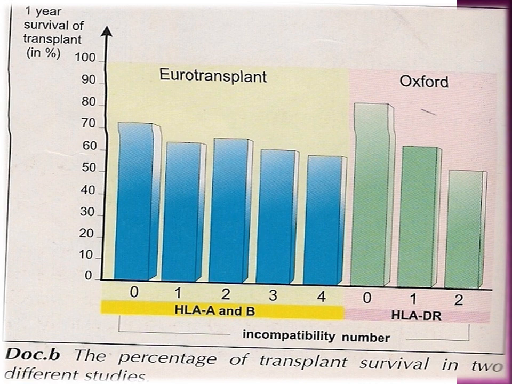So, after you make the interpretation, I can conclude that the survival of the transplant depends on the incompatibility number between HLA-A, B, and DR. That is, transplant, as we mentioned in the notes previously, depends on compatibility of HLA between donor and recipient. Okay?